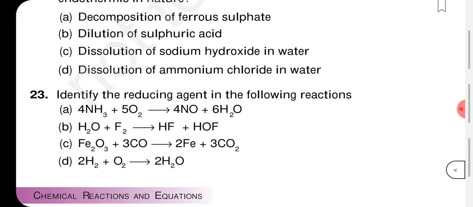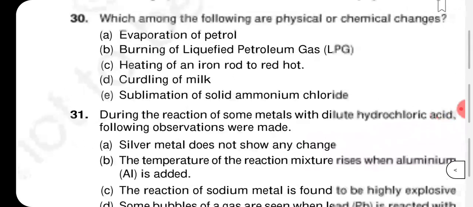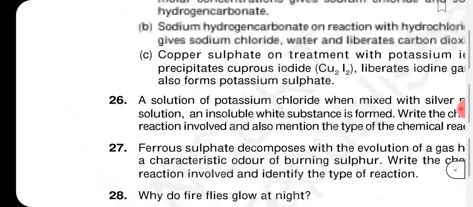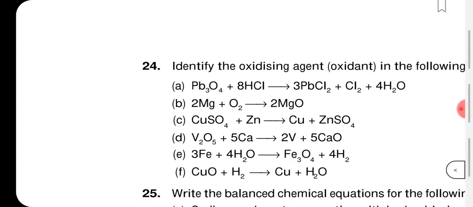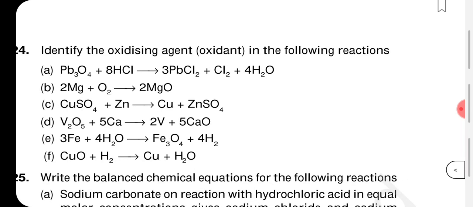Now let us do the next question, question number 24. In this you have to identify the oxidizing agent. Now to find out whether it is an oxidizing agent or not, you have to see if hydrogen is being added and oxygen is lost. Let us see. In the previous one it was the reducing agent; here you have to find the oxidizing agent.